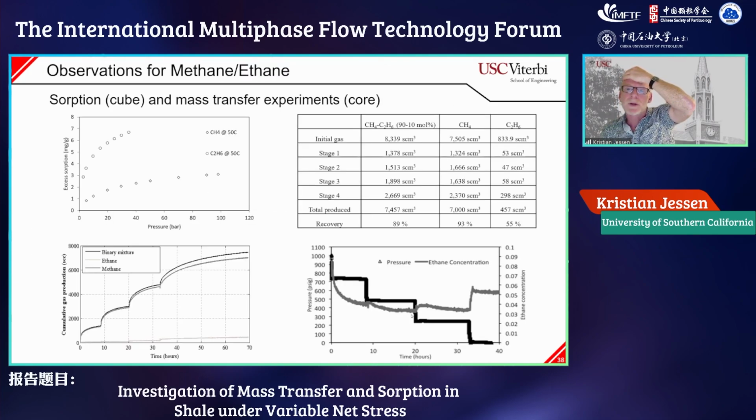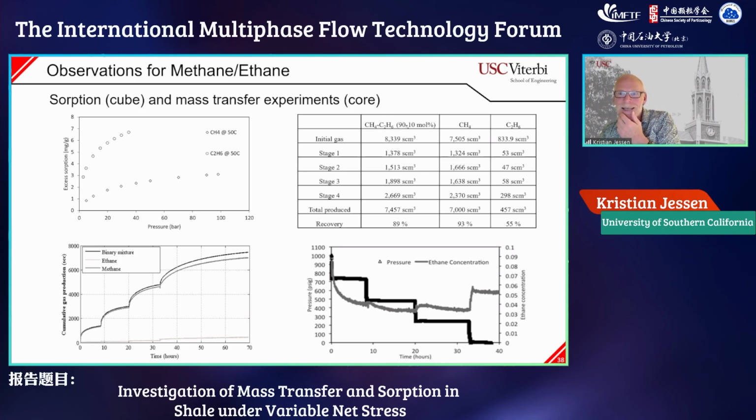Well, I didn't spend much time on this particular one. I can mention that we did the same type of sequence of experiments where we took the whole core system and saturated it with a mixture of methane and ethane, a 90-10 mix. We loaded it up to 1,000 psi, and then started this depletion process in pressure stages. This is us controlling the pressure. The ethane concentration in the effluent is shown here as the gray line. The interesting thing to observe was that we put 10% in, but we get substantially less out in the production stream.